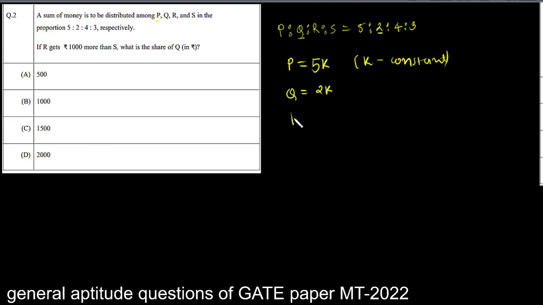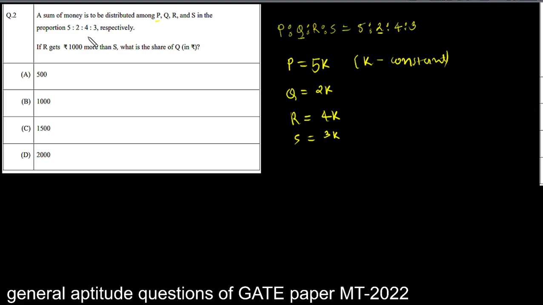In the same way, the amount of money that person R will get is 4 times this constant, and the amount that person S will get is 3 times this constant. Now let's read the question further. The question says: if R gets 1000 more than S, what is the value of the share of Q in rupees?